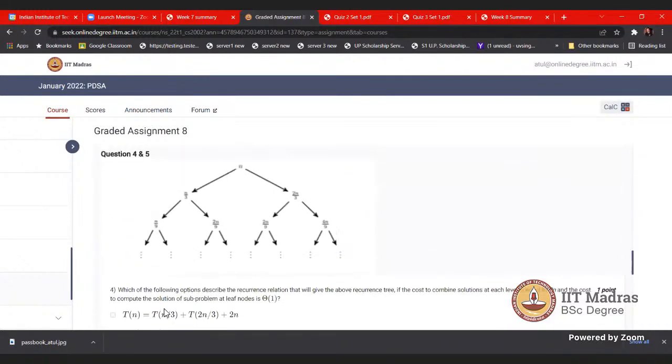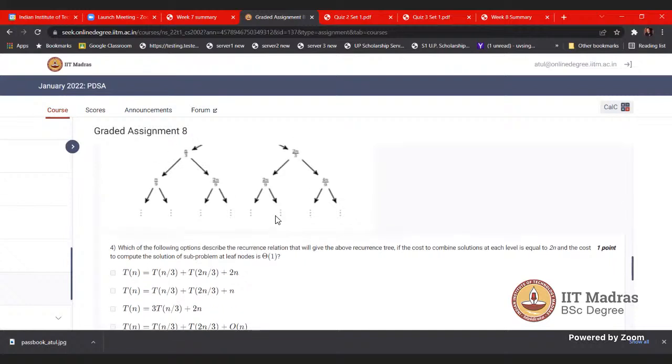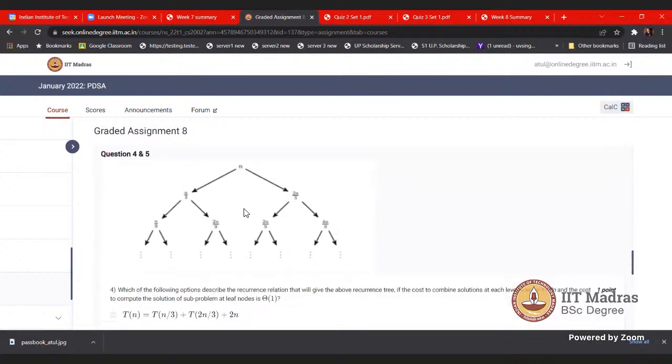So 4 and 5. Which of the following options describes the recurrence relation that will give the above recurrence tree, if the cost to combine the solution at each level is equal to 2n and the cost to compute the solution of the subproblem at the leaf node is equal to n? So this is the diagram. We are creating n by 3 and 2n by 3, so the total number of steps becomes n.